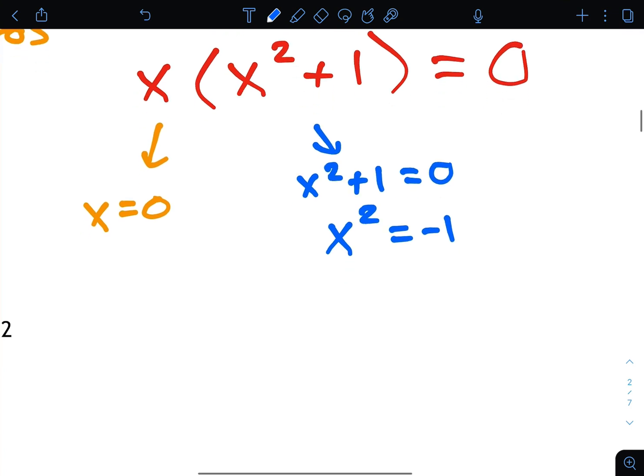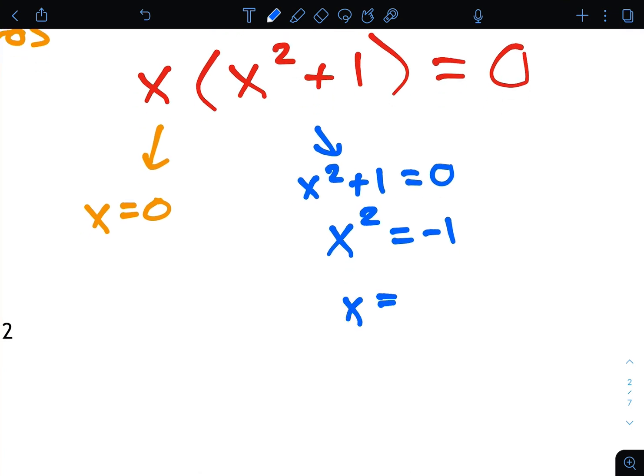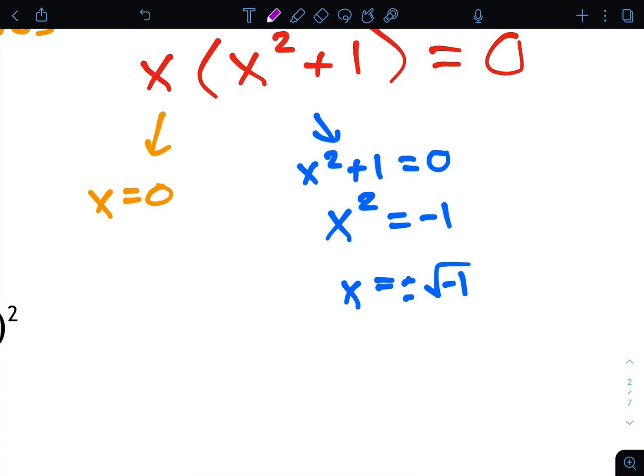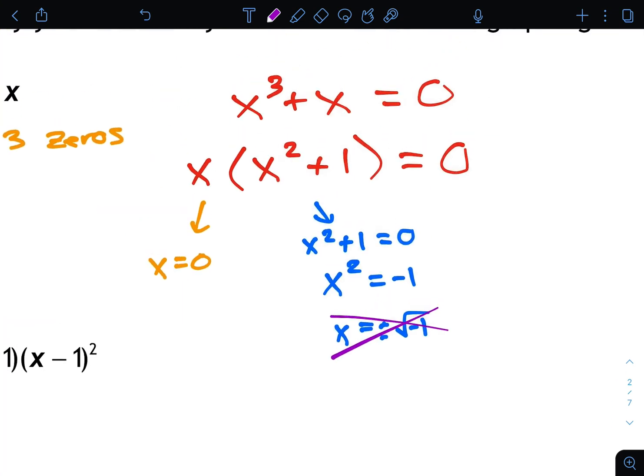X squared equals -1. X equals plus or minus the square root of -1. All right, so here we ran into another square root of a negative number, which for now we cannot have. In a little bit we'll talk about it, but this is not a real number, so we're just going to cross it out. This is my only real 0. So when x equals 0, y also equals 0. So that is my function 0. This would be my solution, x equals 0.